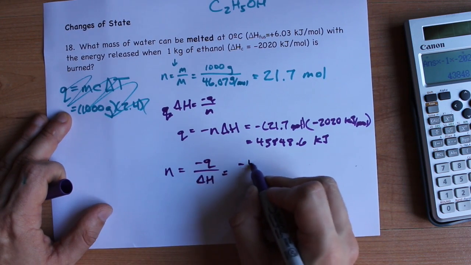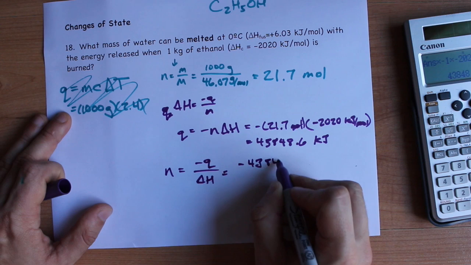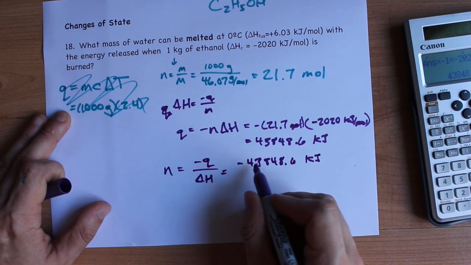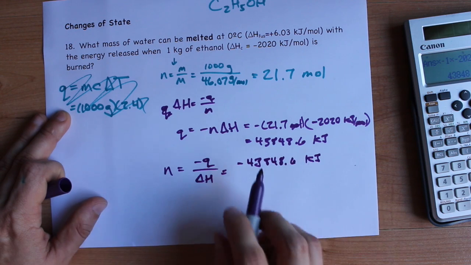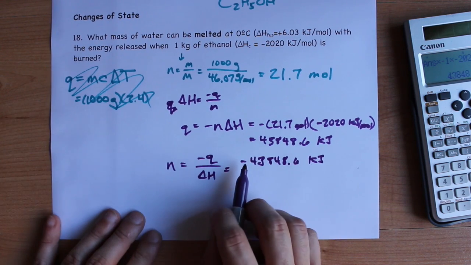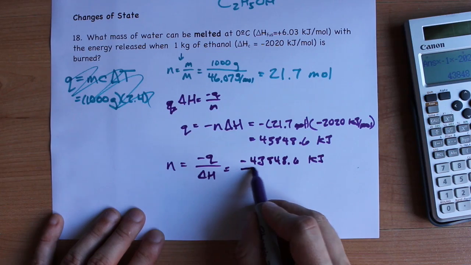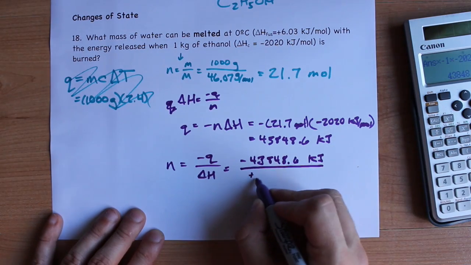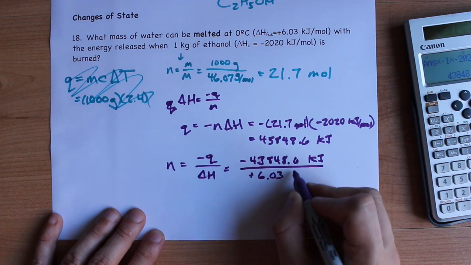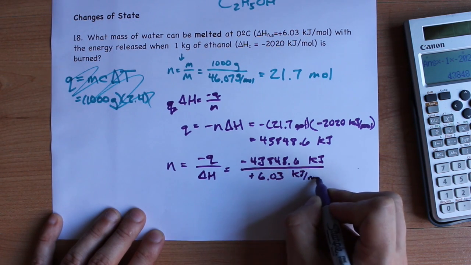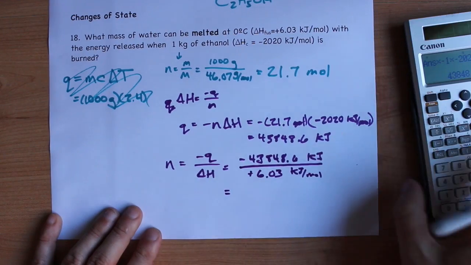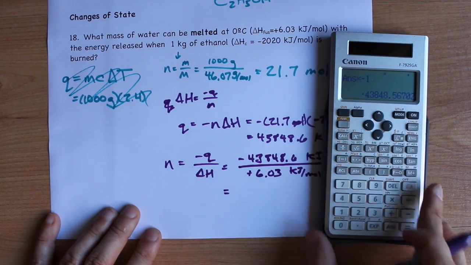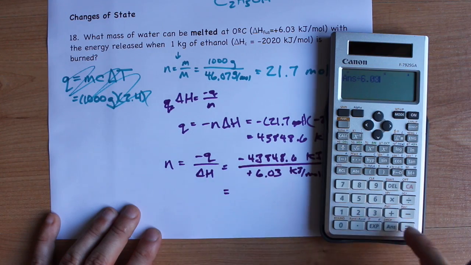I have negative the Q, that's 43848.6 kilojoules, is the amount of heat that was released by the ethanol and thus is going to be absorbed by the water, divided by a required absorption of 6.03 kilojoules per mole of water that we're going to melt. So I take this, I times it by negative 1, and then I divide it by 6.03.